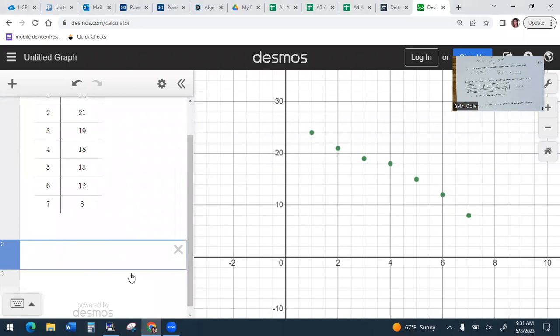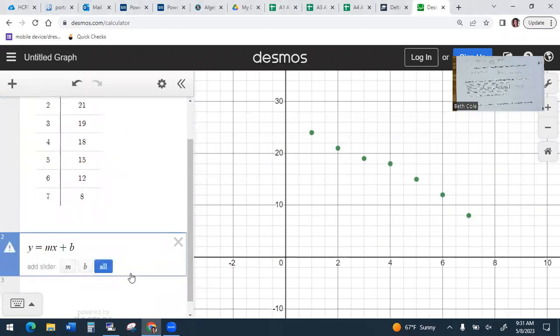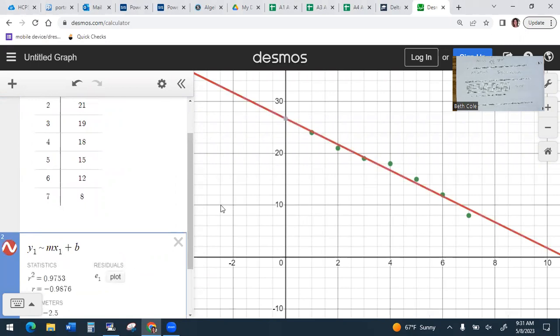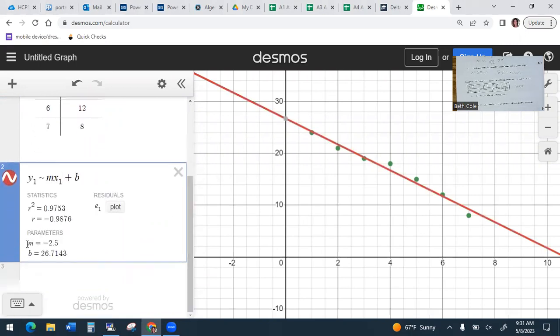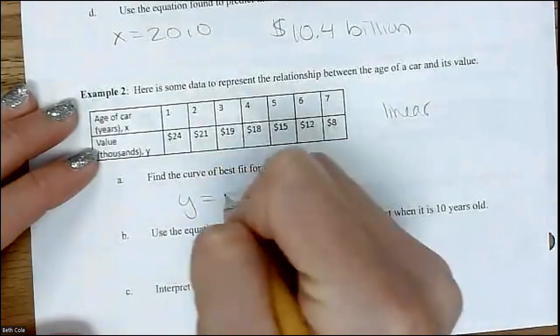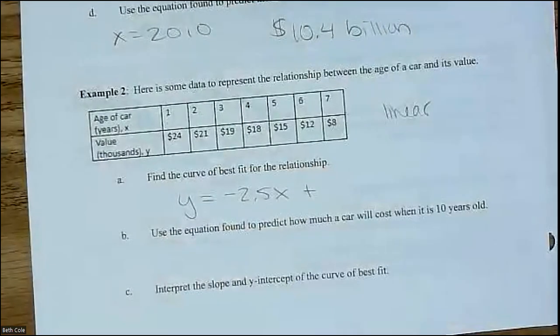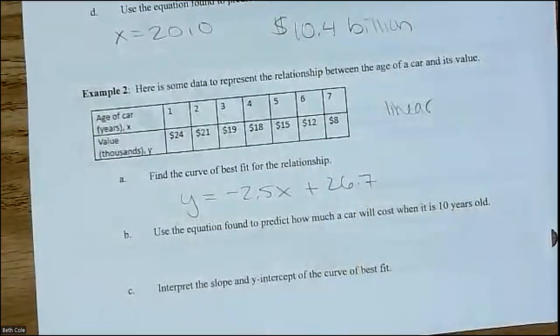I'm going to type in here y equals mx plus b, and then what do I have to go back and change? Make that the tilde. That's it. All right, now we're going to round to 1 decimal place. It'll be y equals negative 2.5x plus 26.7. Do you see how I just got those numbers literally from the calculator? Did I need to get a whiteboard and do any work? No, it's button pushing. But you have to listen. It was y equals negative 2.5x plus 26.7.